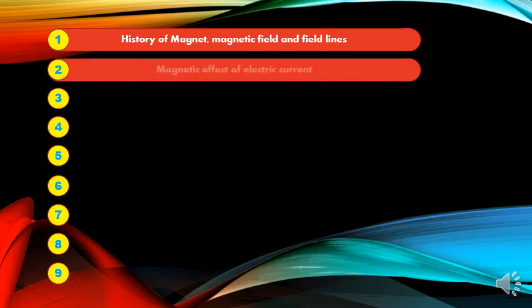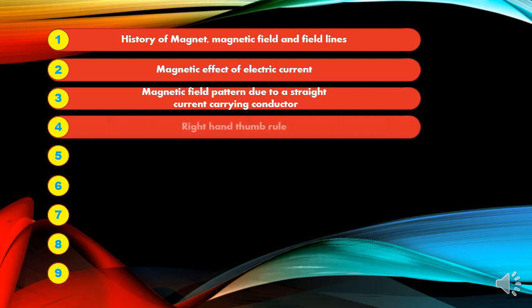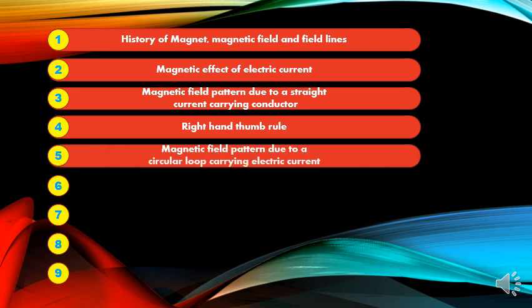Second one, magnetic effect of electric current. Magnetic field pattern due to a straight current carrying conductor. Right hand thumb rule. Dear students, you will have to play a lot with your fingers of right hand and left hand to learn a few rules in this chapter. You will learn that and also enjoy them while learning. Next one, magnetic field pattern due to a circular loop carrying electric current.